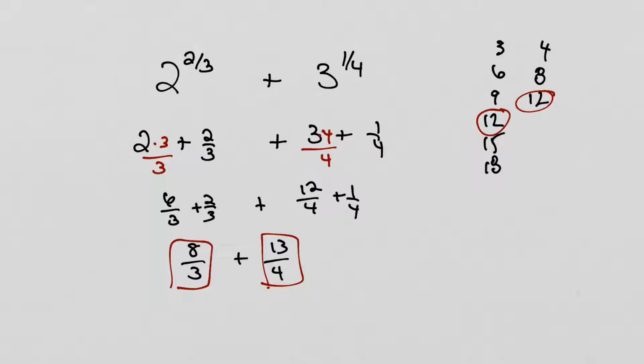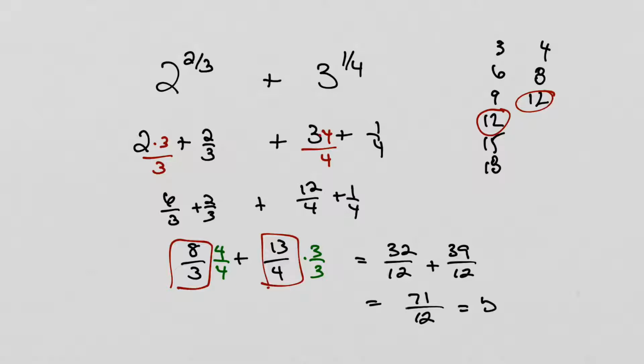So what I'll do is I will multiply this one by 4 over 4, this one by 3 over 3, and then now I have 32 over 12 plus 39 over 12, which gives me 71 over 12, right? Which reduces to 5 and 11/12. Right? So see if you can finish that one off to get that mixed number.